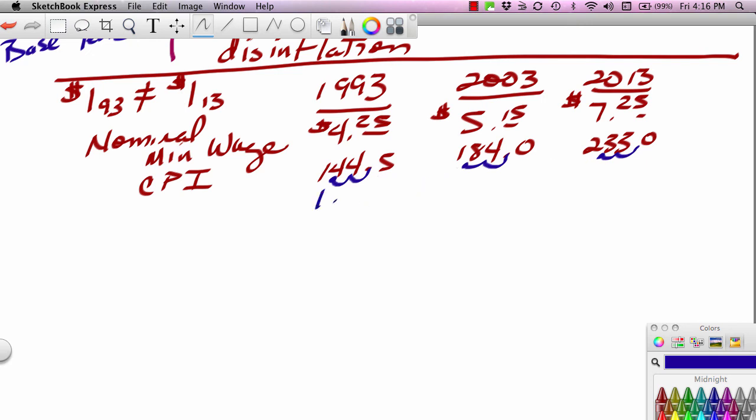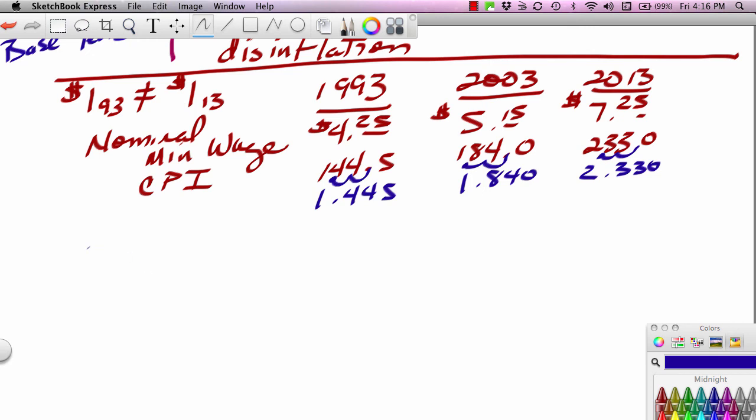So this is really 1.445. This is 1.840. And this is what? 2.330. Okay? So index numbers are expressed in hundreds when you read them in the government data, but you have to know to adjust them back.